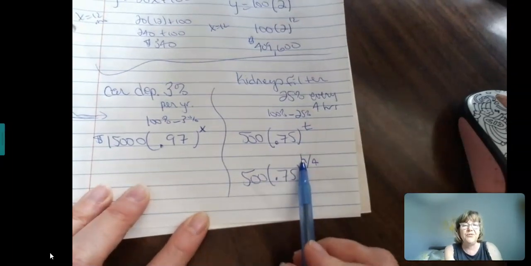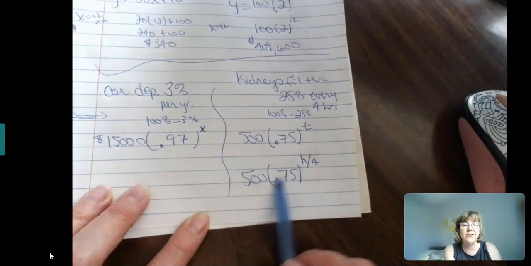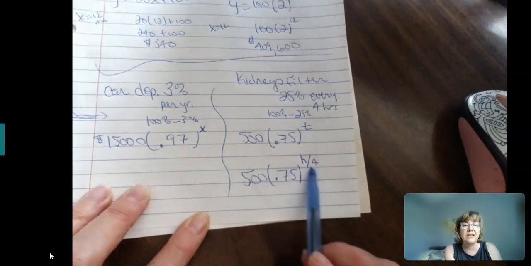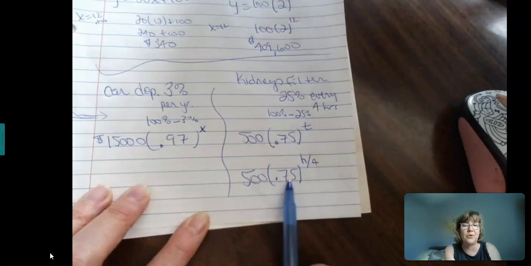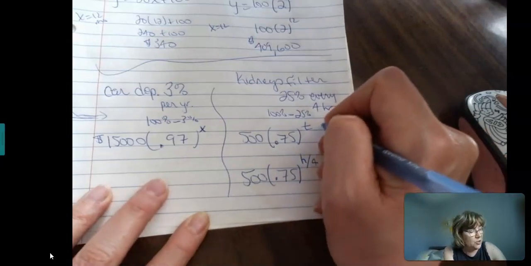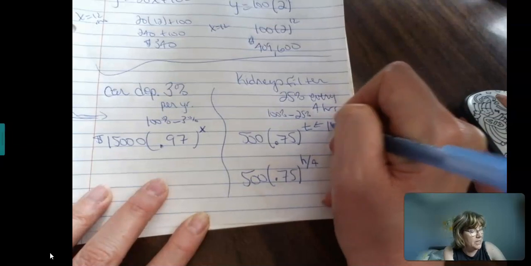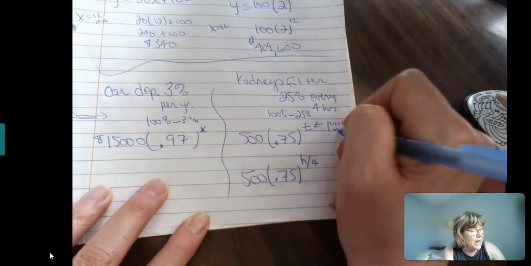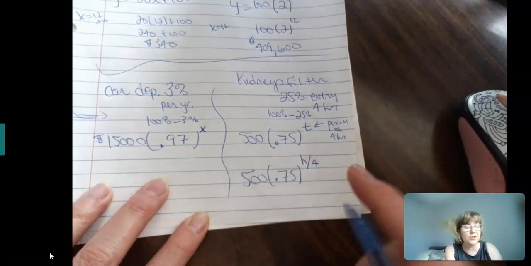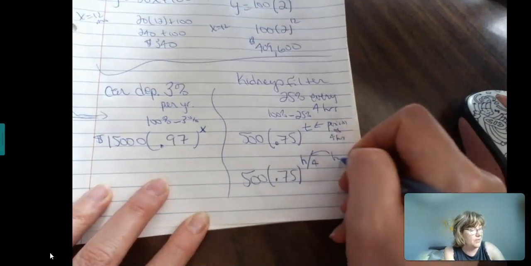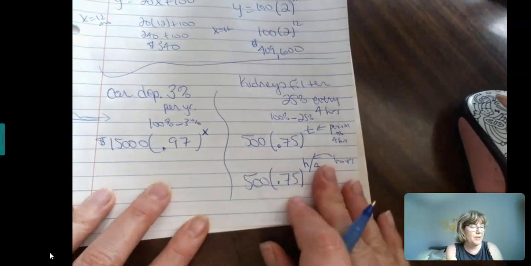Because if it's 4 hours, you only have 1 filtering. If it's 8 hours, 8 divided by 4, you'd have 2 filterings. If it was 12, 12 divided by 4 is that. So if you do periods of 4 hours, like how many sets of 4 hours, then it's one thing. If you want to do hours here, then you have to divide by 4.